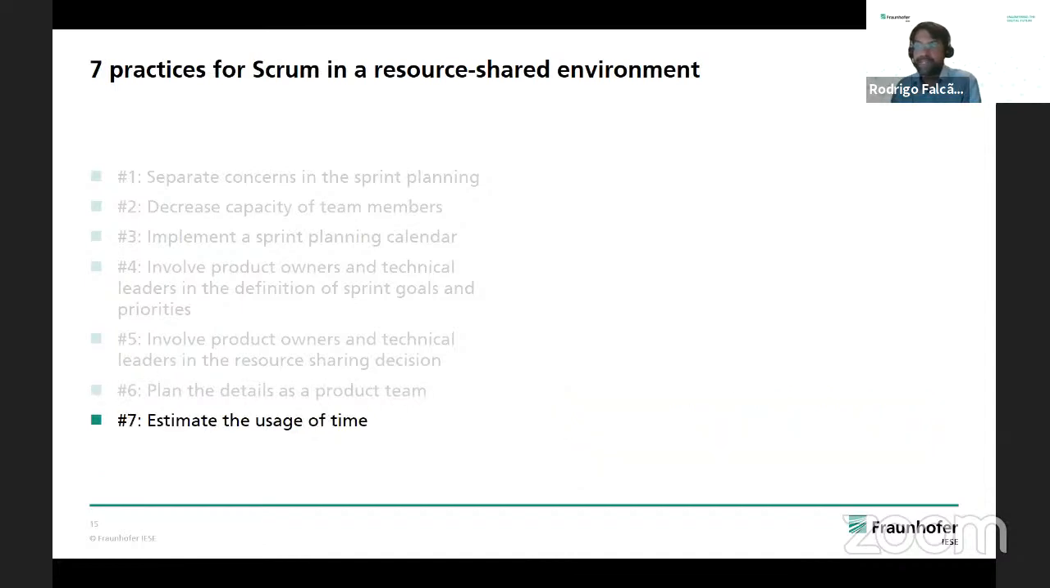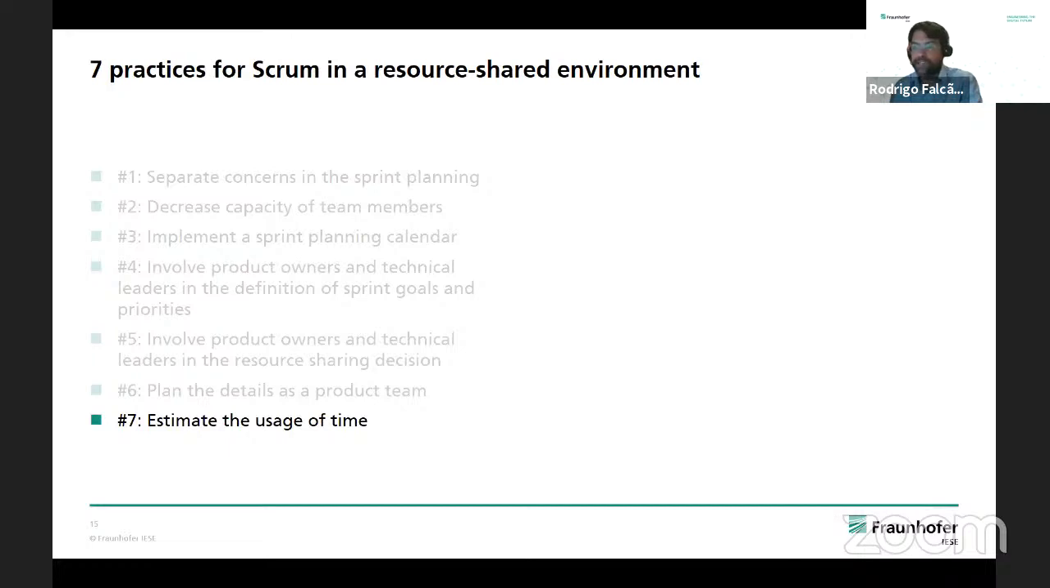And finally, we decided that the estimates should be done using time. Again, here the alternative would be to use story points, but as we have these teams changing in each sprint, and people being shared, and I'm working on this product this sprint, and the next sprint I'm not working on it, I'm working on another, or I have a different capacity in the next iteration.